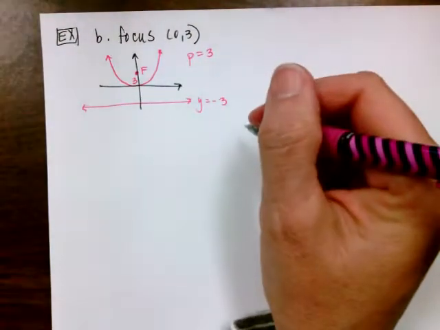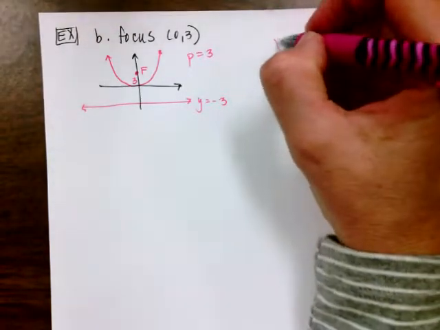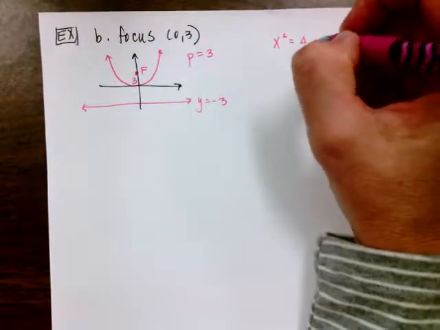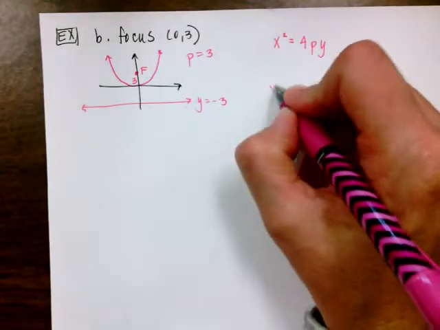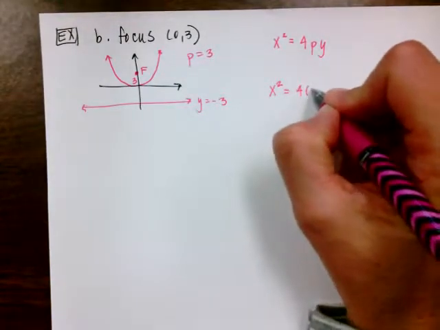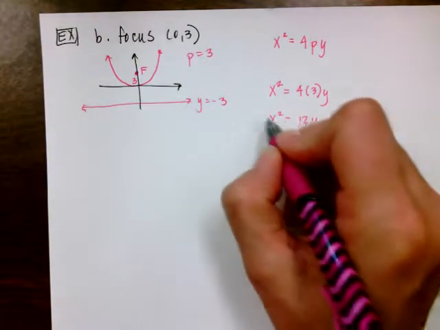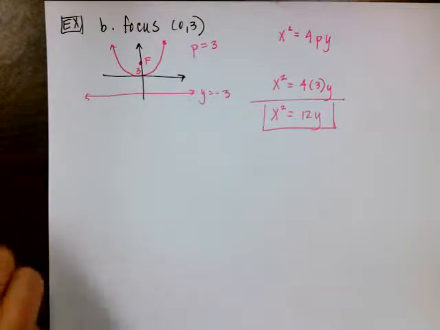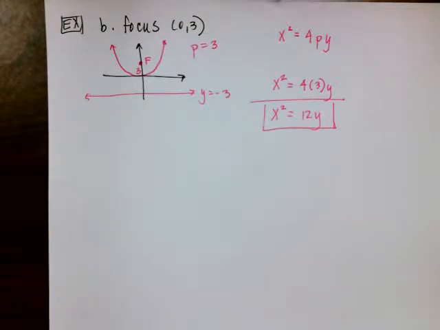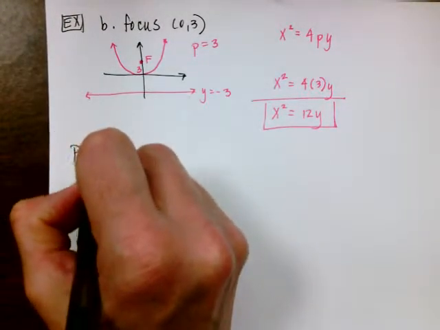So now all I have to do is write the equation. So the standard form for a parabola that goes up is going to be x squared is equal to 4py. I know p, I can write my equation, so I'm going to have x squared is equal to 4 times 3 times y. So I'm going to get x squared is equal to 12y. And now I have my equation. So it's actually not very difficult. The hardest part is knowing which formula to use. So again, making a quick little sketch is hugely important. All right, let me give you your problems.